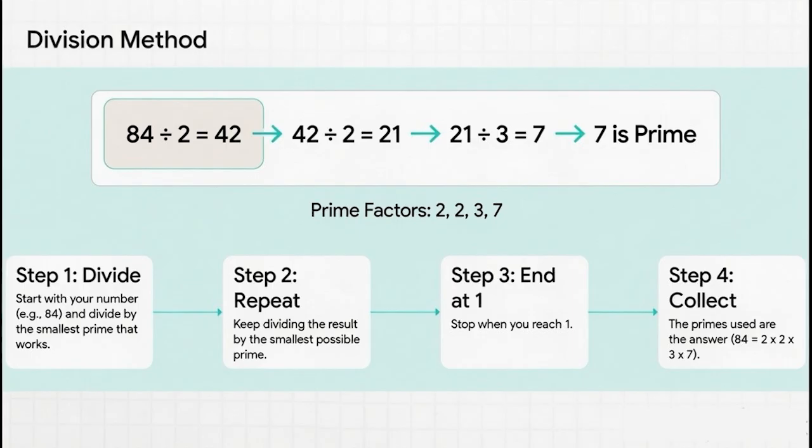Or if you like things a little more organized, you can use the division method. With this, you just take your number and keep dividing it by the smallest prime that will go into it, over and over again, until you get all the way down to 1. The list of all the prime numbers you used is your answer. It's a really neat way to get the job done.